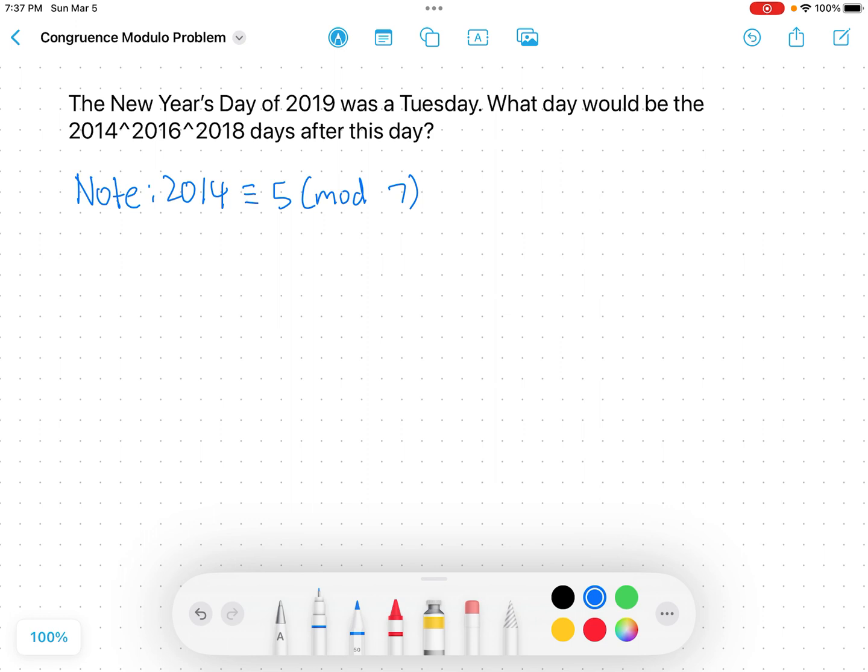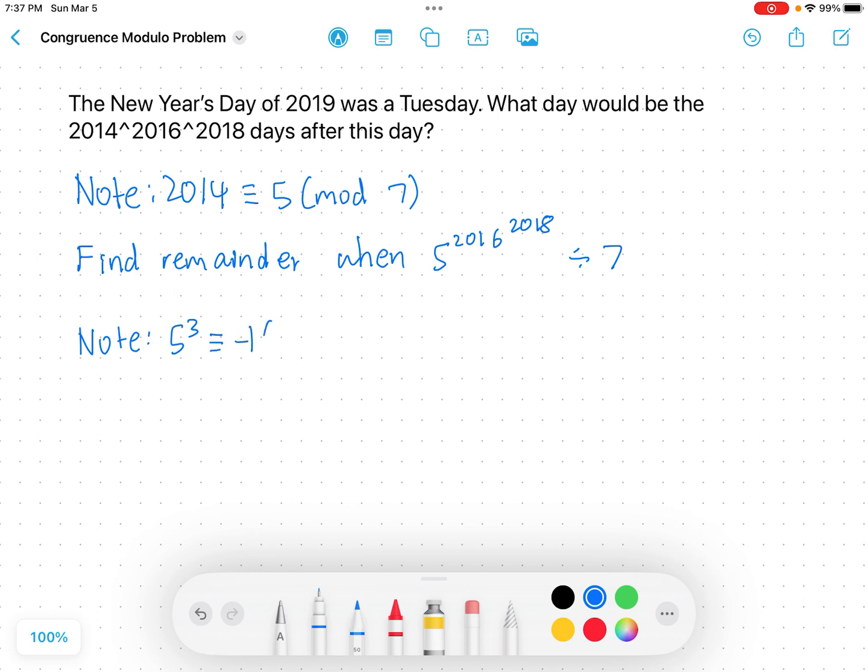Now, we have changed this problem into find the remainder when 5 to the power of 2016 to the power of 2018 is divided by 7. Now, even though we have made this number a bit smaller, it still has a lot of exponents. So I'm going to make this even smaller. Next, also note that 5 cubed is going to be congruent to negative 1 mod 7.